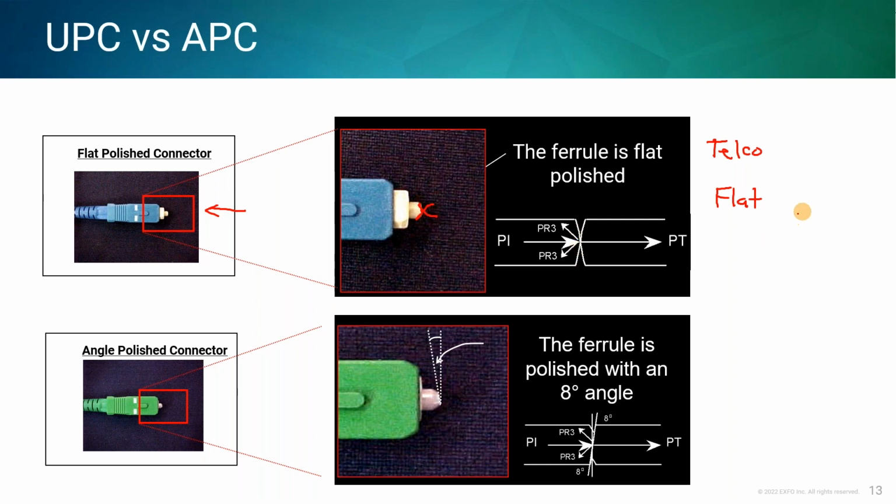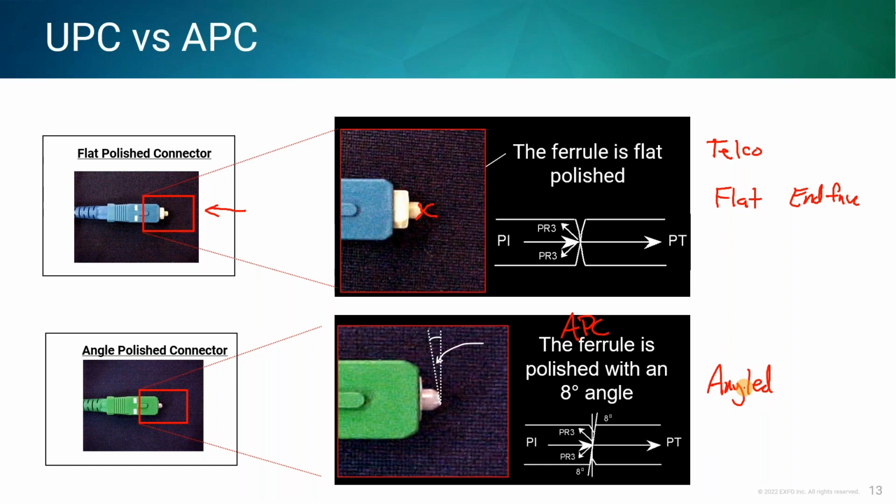So this is what we're looking at here. This is a flat end face. You can plug any flat end face into another flat end face as far as connectivity goes. APC connectors, angled physical contact. These have an 8-degree offset on there, and so they are angled.